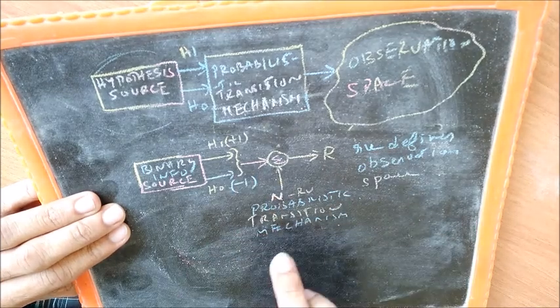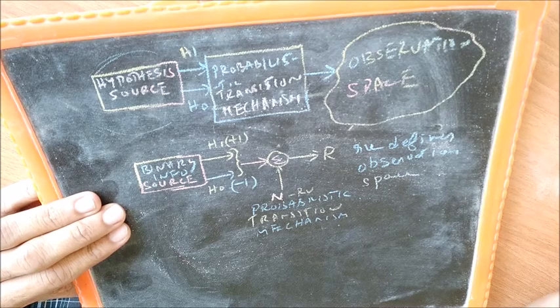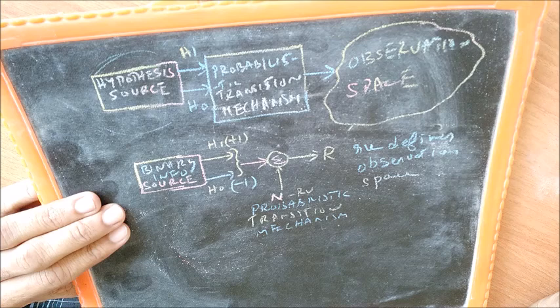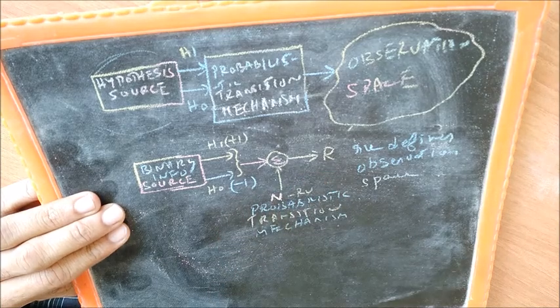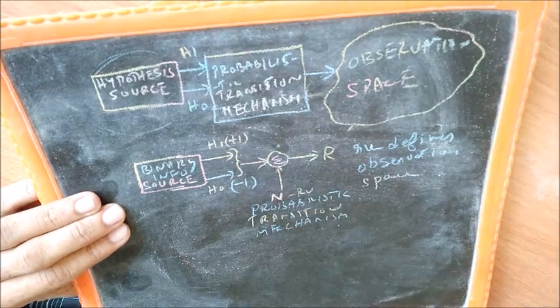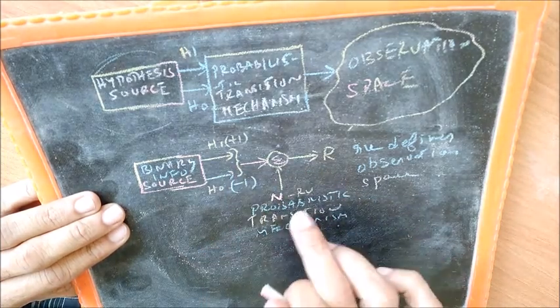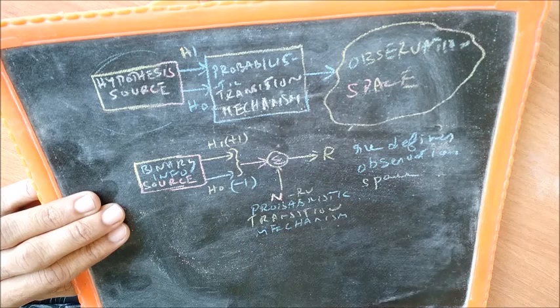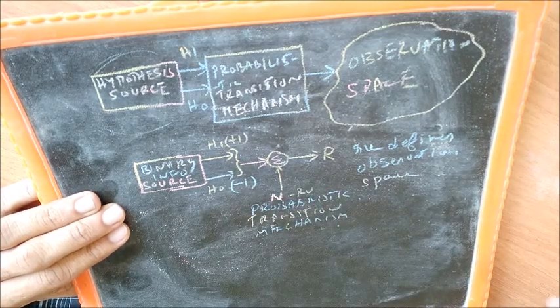the N which gets added could be such that N is equal to, say, -2, which means that +1 -2 gives -1. So there is a transition happening, and R would end up as -1 if N is such that +1 becomes -1. So there is a transition happening when a noise random variable gets added. This is the one which causes the probabilistic transition mechanism.